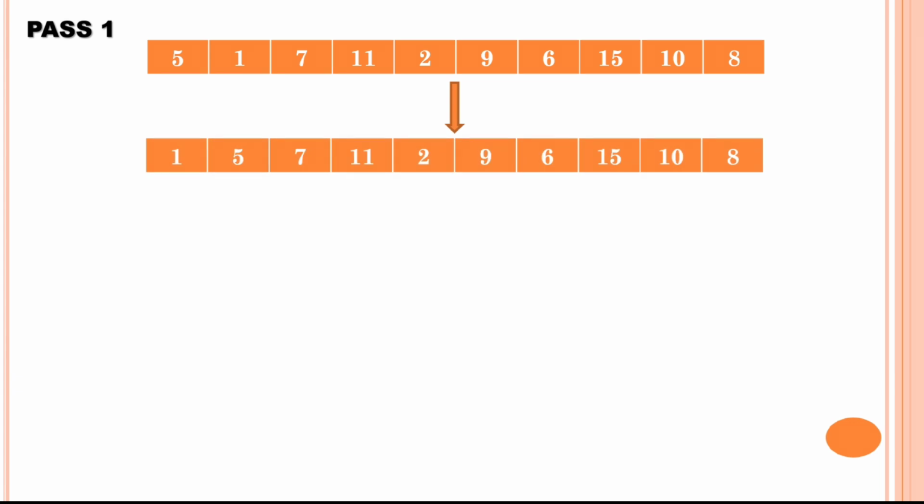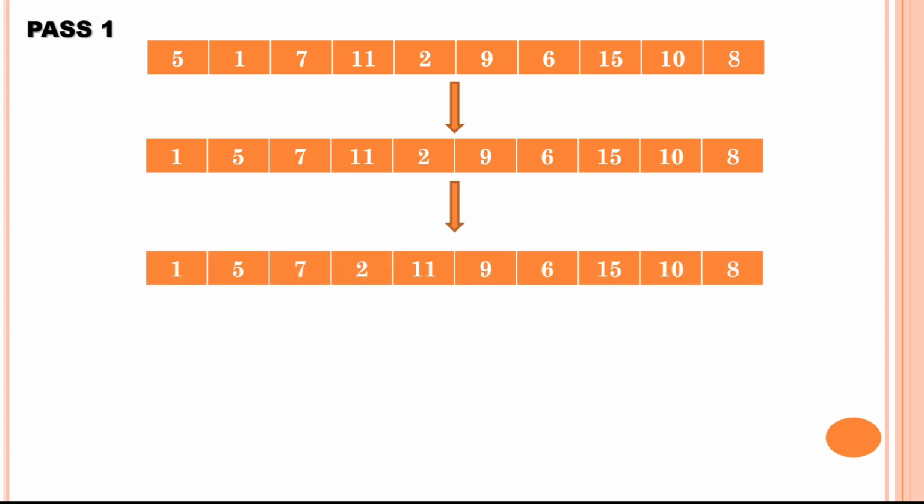Now the next pair is 5 and 7, where 5 is less than 7, so here no swapping will be needed. The next pair is 7 and 11. Again 7 is less than 11, so no swapping is needed. Next pair is 11 and 2. Here 11 is greater than 2, so swapping is needed. So after swapping, the list is here.